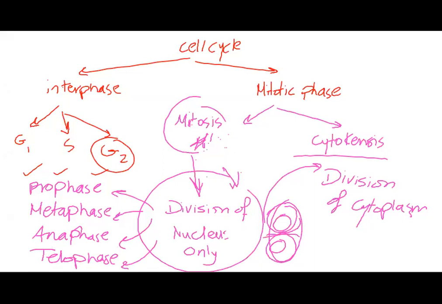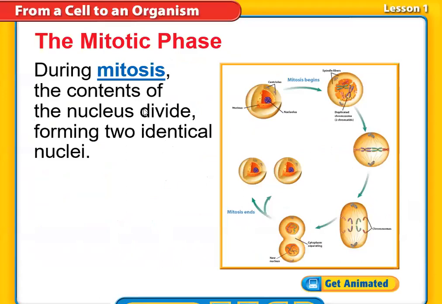Just to clarify the idea for you, back to our presentation. We see that during mitosis, the content of the nucleus divides. So mitosis means the division of the nucleus only. During mitosis, the nucleus will divide to form 2 identical nuclei. The cell will contain 2 nuclei, as you can see here. After mitosis is done, I have 1 cell with 2 nuclei. Could you see it, guys?